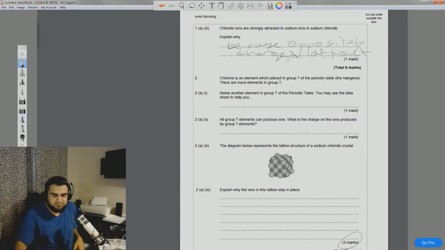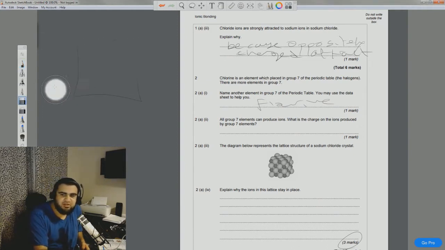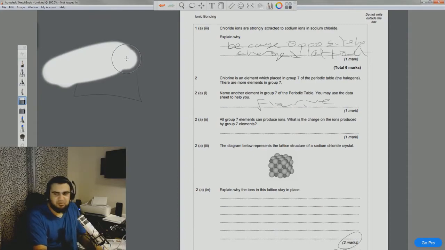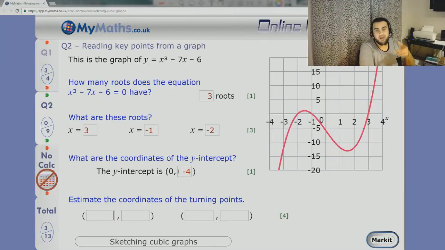Next question. Fluorine is an element which is in group 7 of the periodic table, the halogens. Oh, I think we already did this one, but I'm not sure. Keep going. Name another element in group 7. Fluorine. Fluorine, awesome. Yeah, we have. No, there was a similar one like this where there was a table and you had to. Yeah, there was a similar one like this. Oh, yeah. Well done.